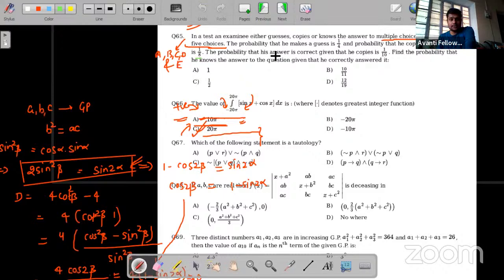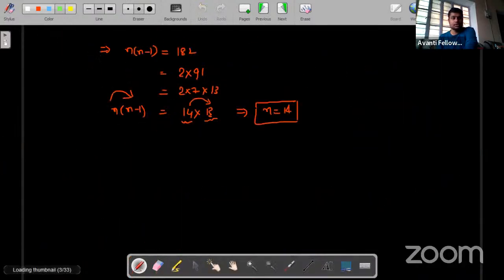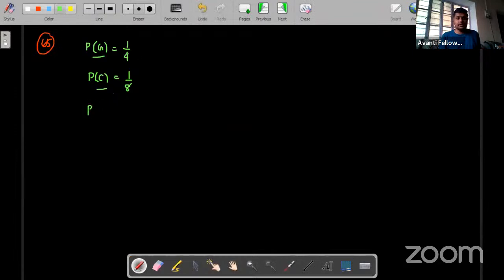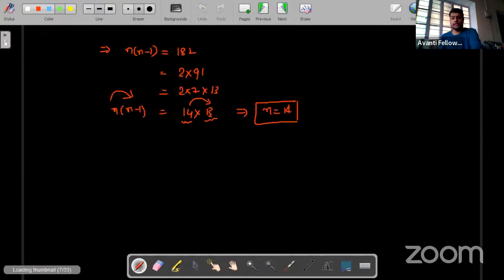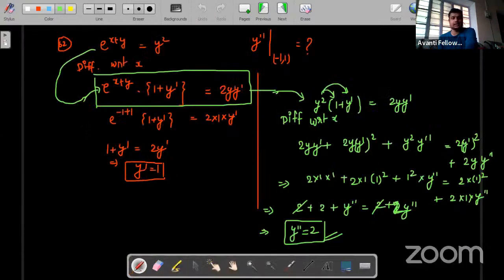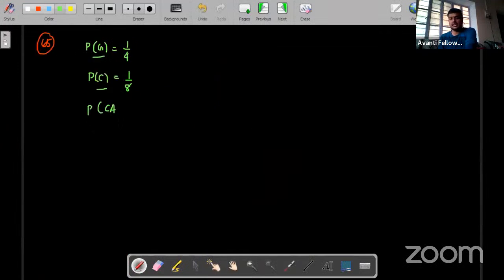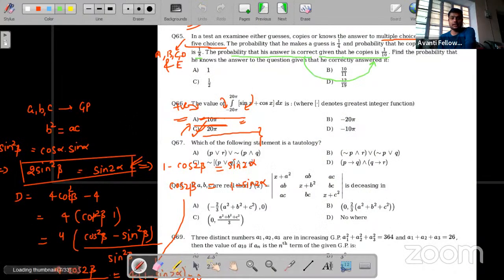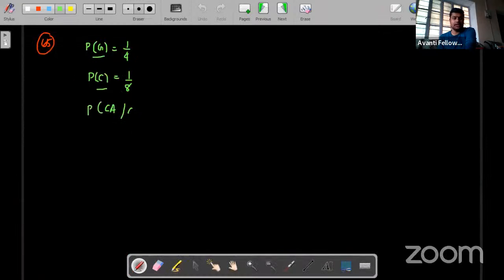And the next is the probability that his answer is correct, given that he copies, is 1 by 10. What is given? The probability of the correct answer is given as 1 by 10, given that he copies. Meaning conditional probability is given, P of A given B. Remember in the last mock test, the same kind of questions were there. Okay. So what is given? Let's move back. The probability that his answer is correct. So I am assuming the correct answer as CA. The probability of the correct answer given that he copies, meaning event C, is equal to 1 by 10. This is given. Okay.